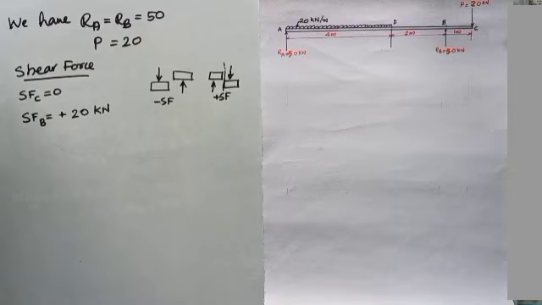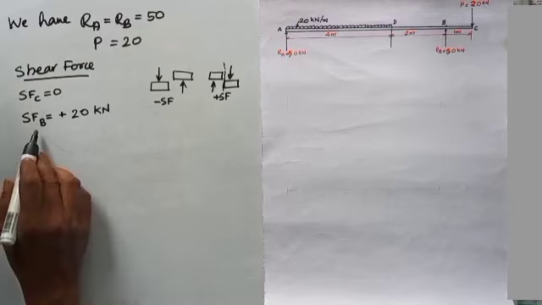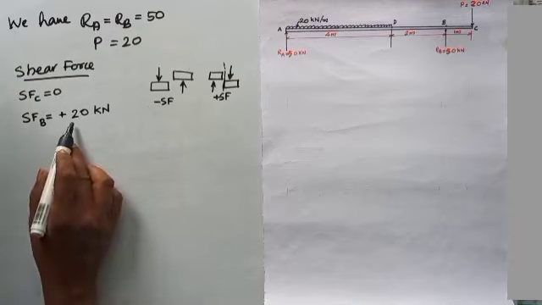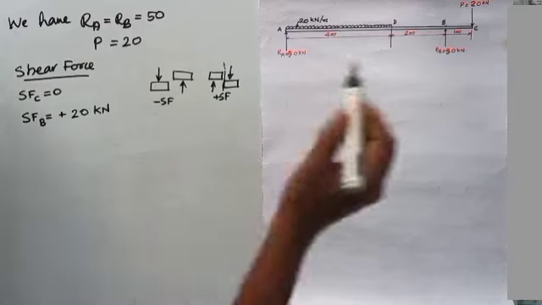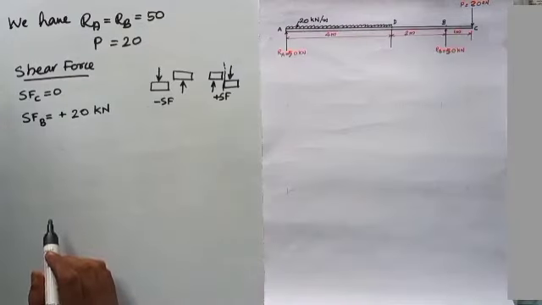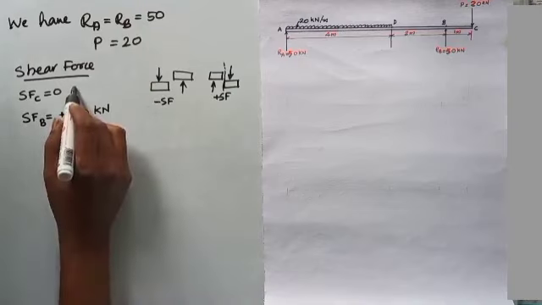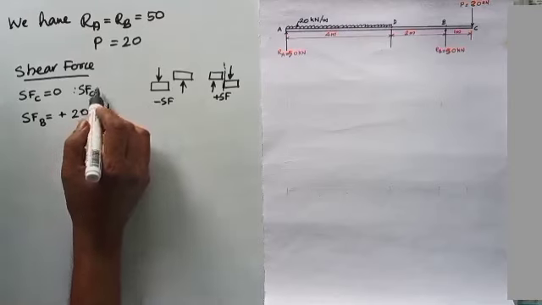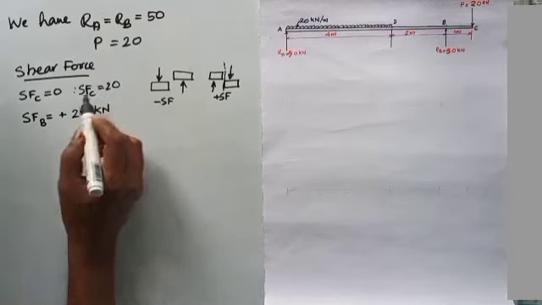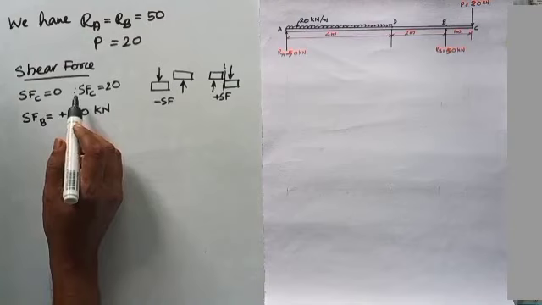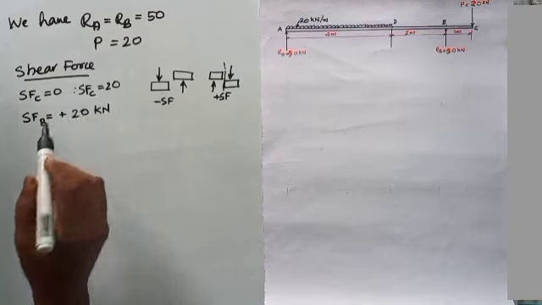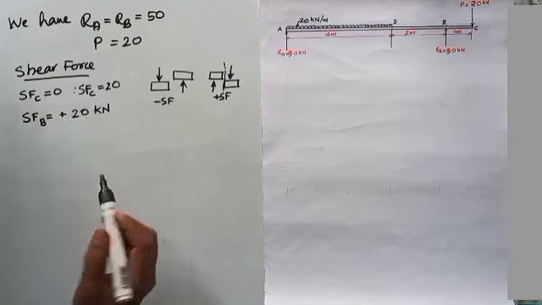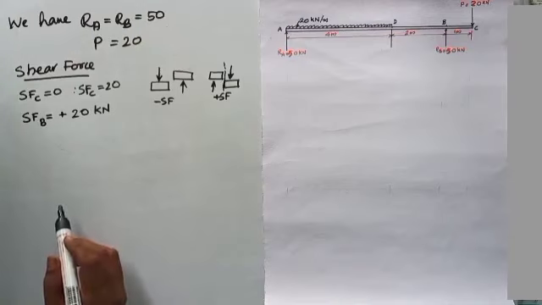And we also have to note that the shear force at B will be starting from point C. Therefore the shear force at C will be 20 also. Meaning the 0 is on the right side, and from point C onwards up to B, the shear force will be 20.